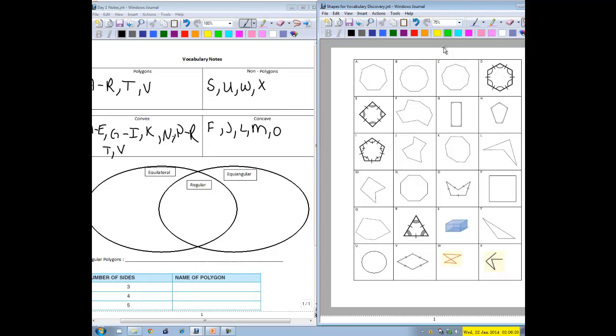Now we need to talk about equilateral and equiangular and what makes them regular. Equilateral means that all sides are the same. So I'm pretty sure that all of these sides are equal to each other. All of these sides are equal to each other. All of these sides are equal to each other. And D and E already show you that all the sides are equal to each other.